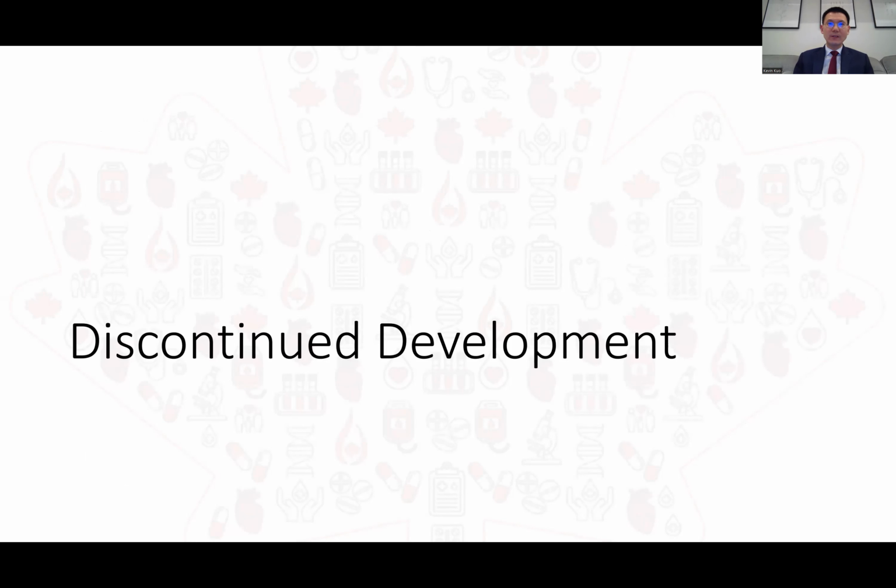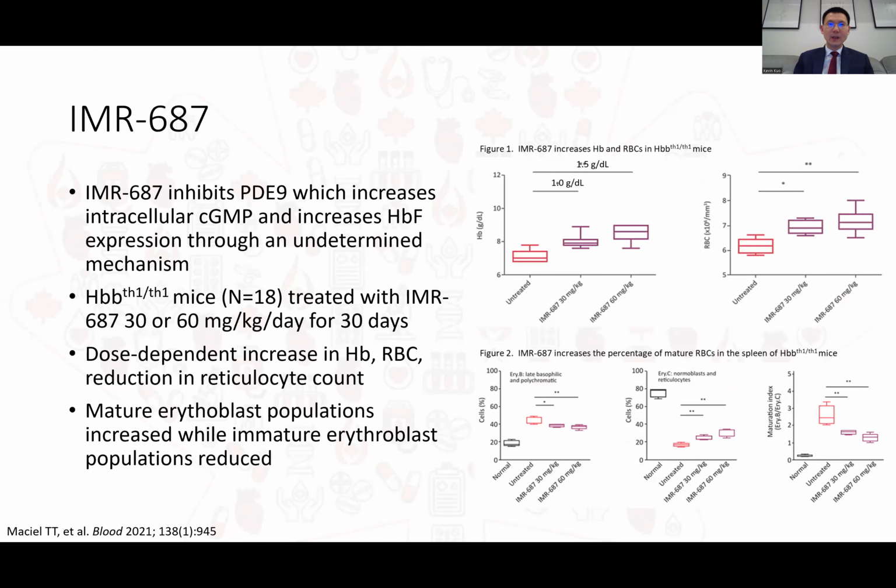While the previous therapies are currently ongoing in their development, there have been a few that have already been discontinued. First is IMR-687. It is a phosphodiesterase 9 inhibitor, which is hypothesized to increase intracellular cyclic GMP and increase fetal globin expression through an undetermined mechanism.